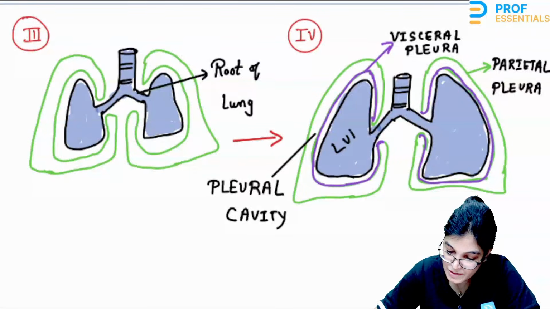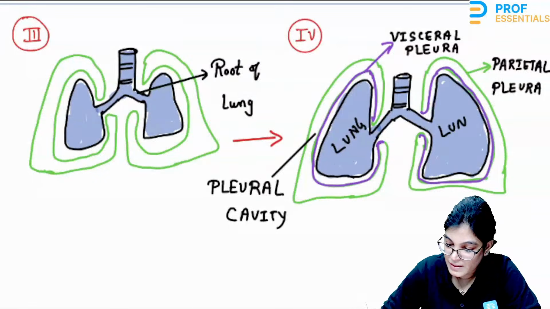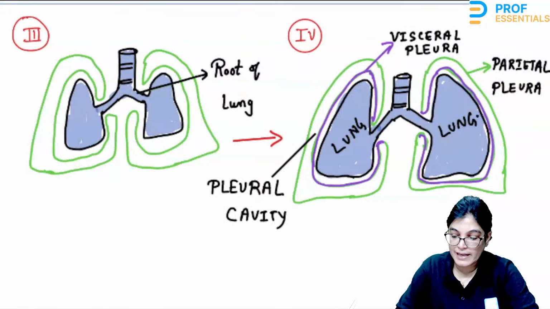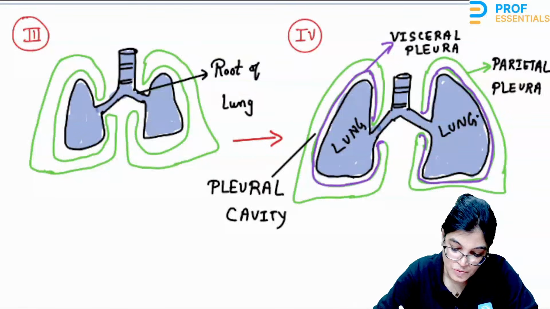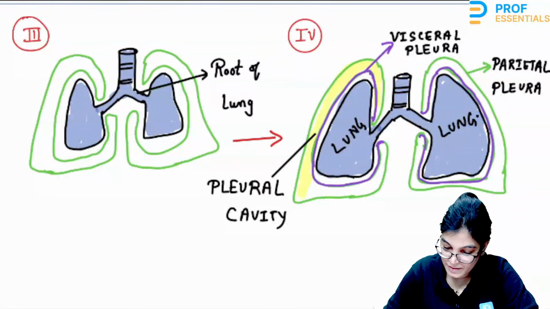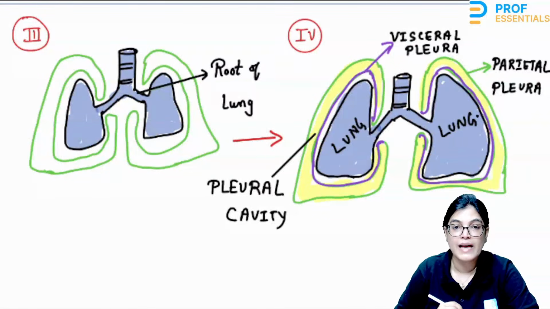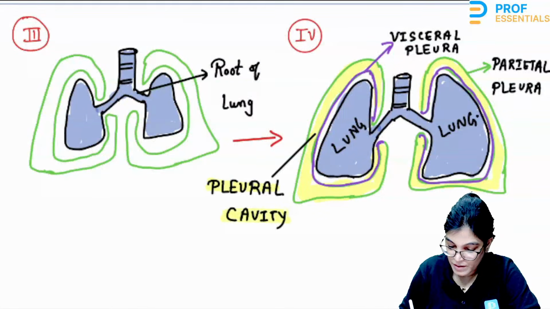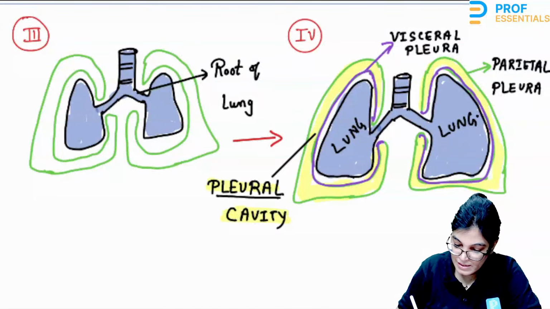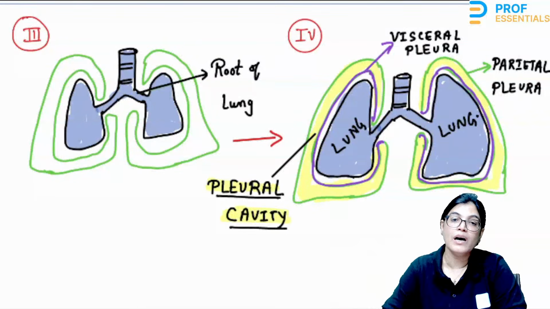This is the lung which is formed on either side in the lateral compartment of the thoracic cavity. So you can use another color for this pleural cavity. This is the pleural cavity. Got it? This is exactly the pleural cavity formation. So these are the steps to understand how the development of the pleural cavity happens.